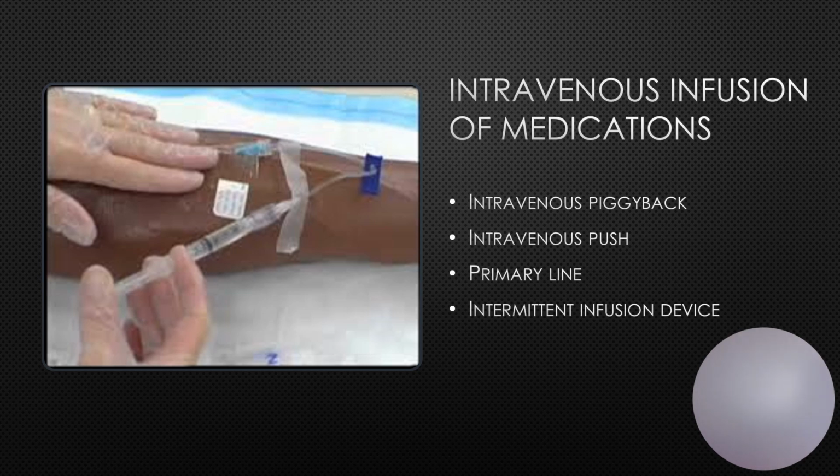Our labels on our medication syringes or secondary infusion set should always include the client's full name, the date, the name and amount of IV solution to be used to dilute the medication, the name and the dose of the medication, and the rate of infusion. So this will be once again on your secondary bags or your syringes that have medication in them.